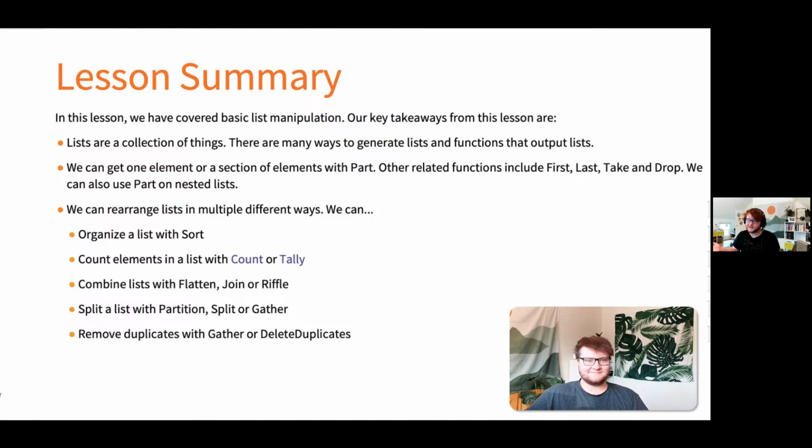Join definitely does combine lists together. You can put two lists into join and it will join them together to make one list. Riffle you can use to do the same thing, except that instead of putting your 1, 2, 3, 4, 5, 6 into 1, 2, 3, 4, 5, 6, you would get 1, 4, 2, 5, 3, 6. Flatten also definitely combines lists. It just gets rid of your nested lists and makes it into one list.